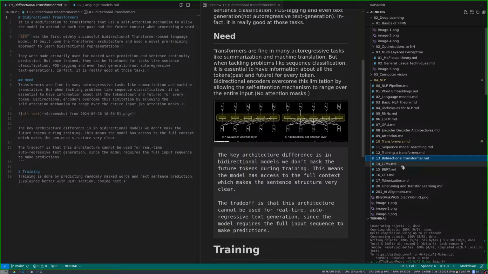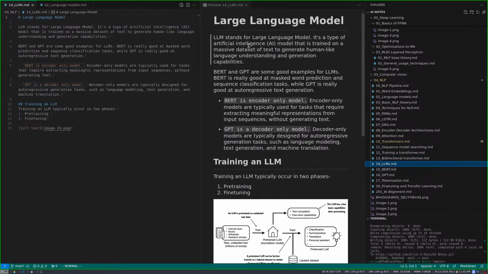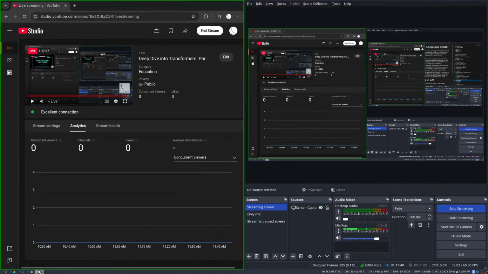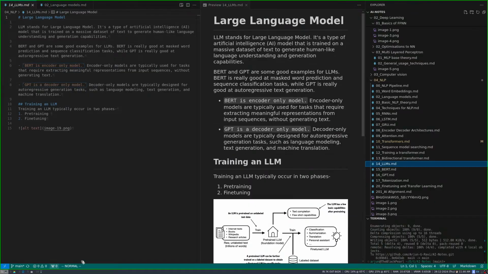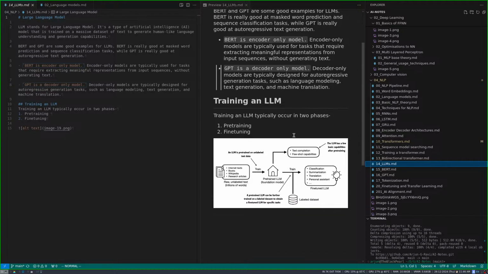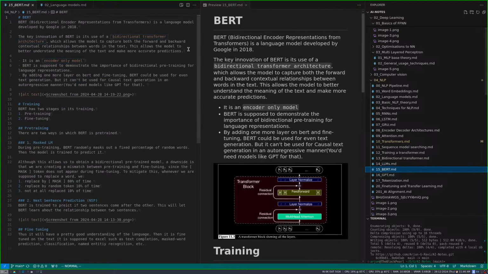LLMs. LLM stands for Large Language Models. It's a type of artificial intelligence model that is trained on a massive dataset for human-like language understanding and generation capabilities. Okay, that is fair. Why don't you give some good examples of LLMs? BERT is an encoder-only model. GPT is a decoder-only model. We know the rest, right? Now we don't know the rest.